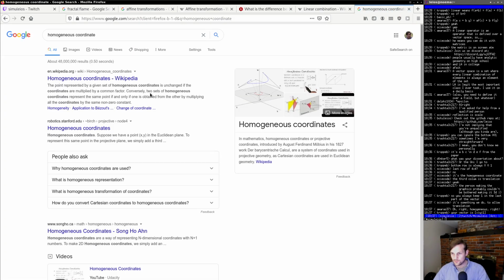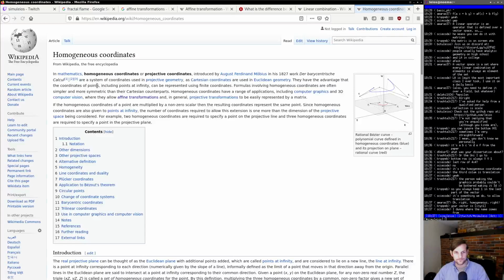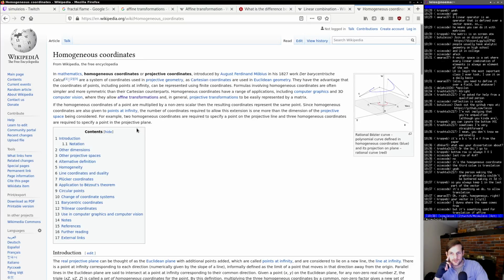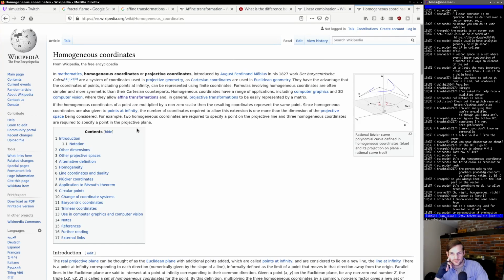Your vector is x, y, 1. I don't know where the name comes from. So in mathematics, homogeneous coordinates or projective coordinates, introduced by August Möbius, are a system of coordinates used in projective geometry. As Cartesian coordinates are used in Euclidean geometry, they have the advantage that the coordinates of points, including points at infinity, can be represented using finite coordinates. It's something used for translation if affine, or perspective if projective. Right, so that's the thing.